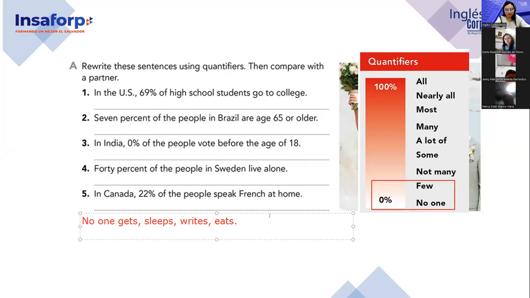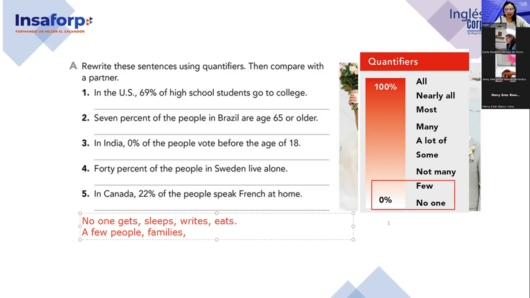Con few, ¿qué pasaba con few? Teníamos que agregarle un artículo al inicio, que era a few. ¿Ok? Por eso es como una excepción o muy singular. Luego del quantifier le sigue un nombre en plural. For example, people. ¿Será family a plural noun? Family. No, yeah. Families. Ok.